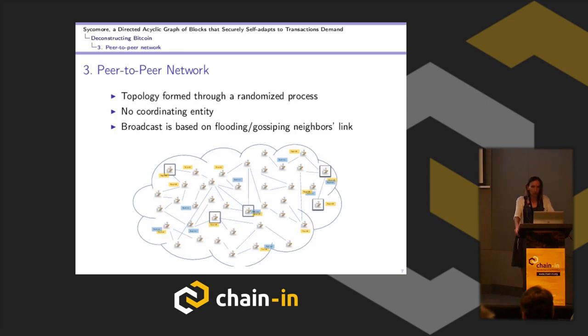And the third ingredient in Bitcoin is the peer-to-peer network. The peer-to-peer network is simply a topology which is formed through a randomized process. There is no coordinating entity which is in charge of inserting nodes in the system or in charge of updating the routing tables of the nodes. And the broadcast is simply based on gossiping information to a neighbor's link.